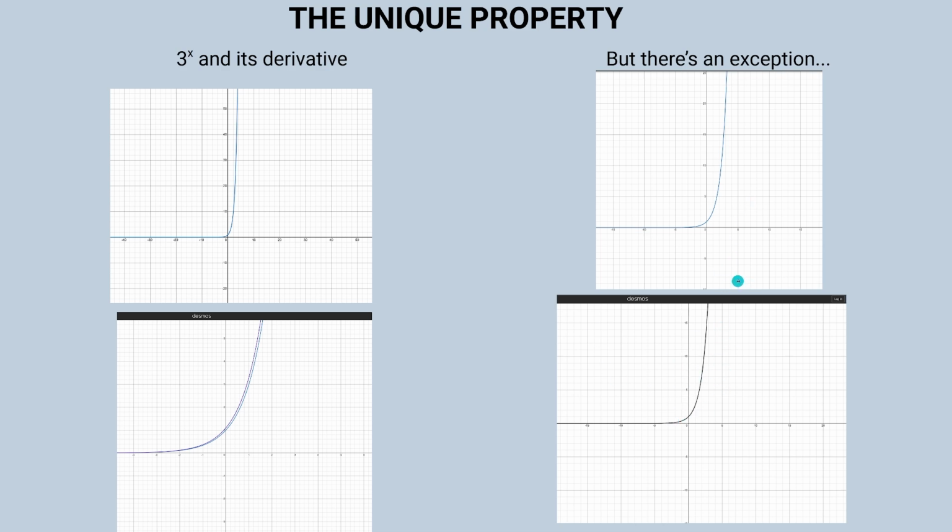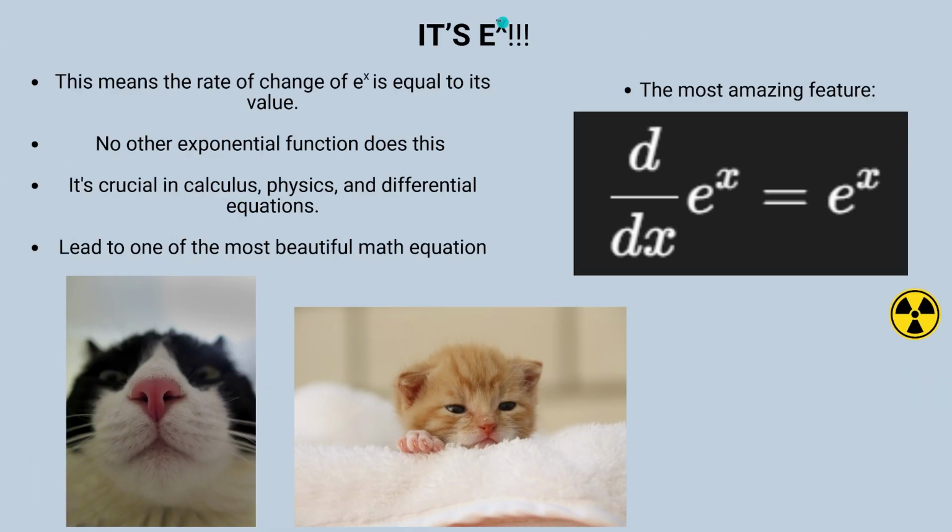You might have already guessed which function I'm referring to. It's e to the power of x. There are no other exponential functions whose derivative is equal to the function itself. The fact is essential in calculus, physics, and differential equations. Ultimately, it has given rise to one of the most beautiful mathematical equations ever.